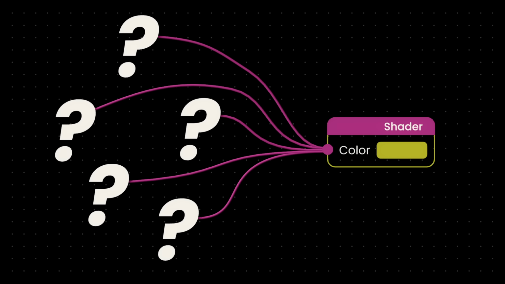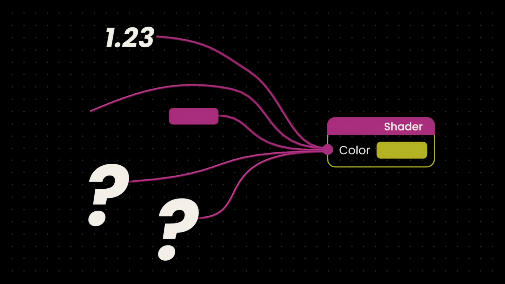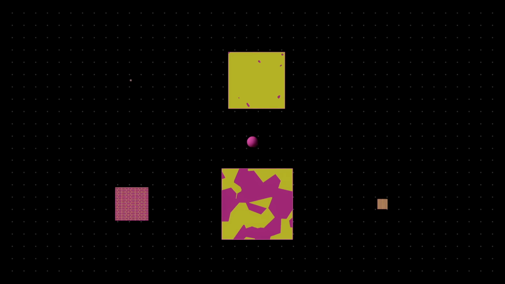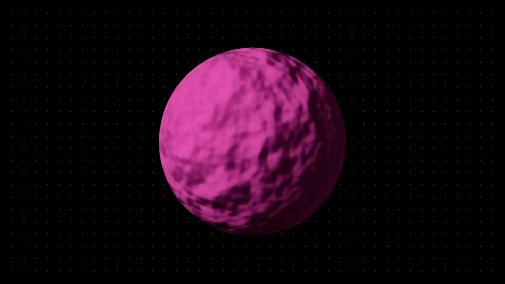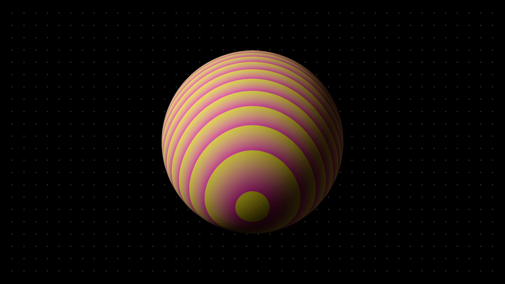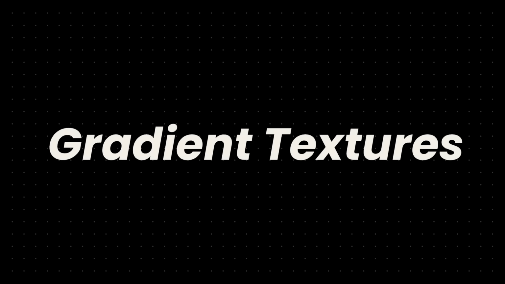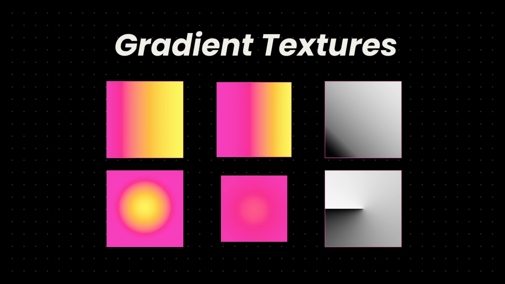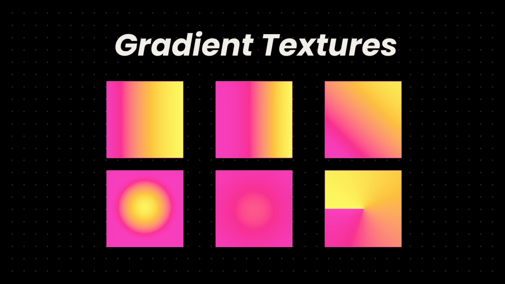Shaders can take all kinds of inputs: values, colors, images, videos, and even procedural textures. Procedural textures are patterns, noises, or any texture generated directly in the 3D software. They're great for things like adding bumps, subtle imperfections, or stylistic patterns. For example, gradient textures, which are used for generating, well, gradients. I often plug these into color ramps to create some nice looking gradient colors.